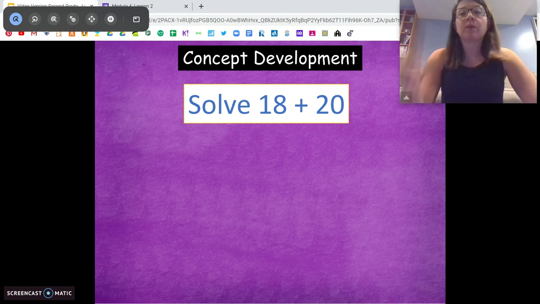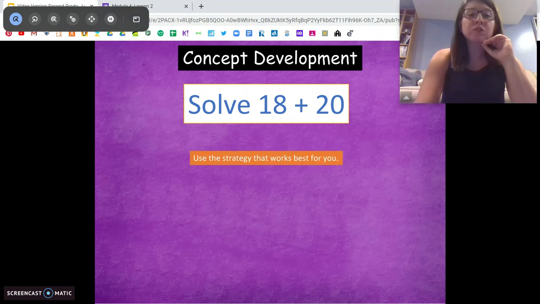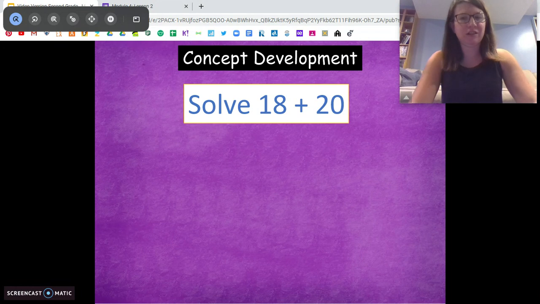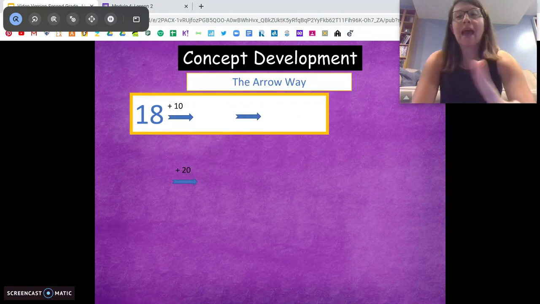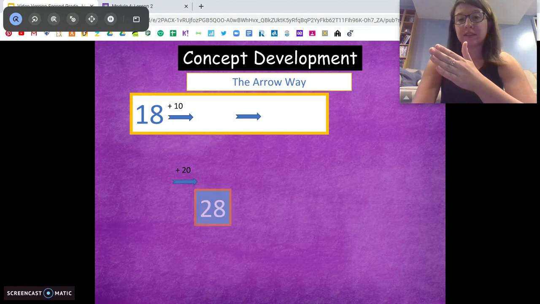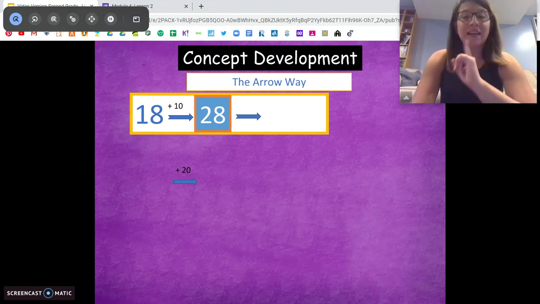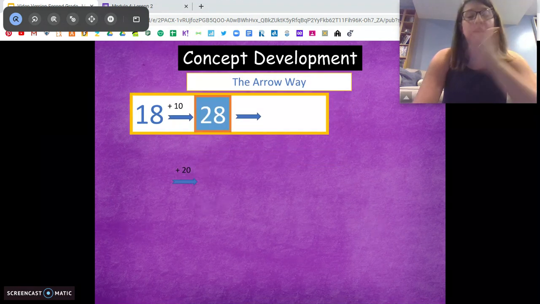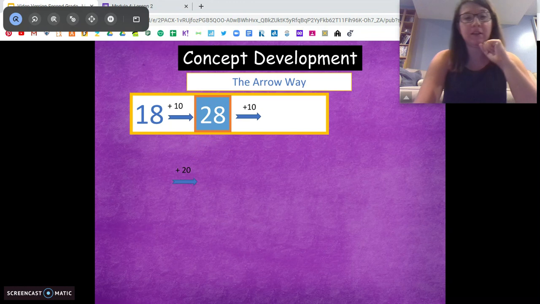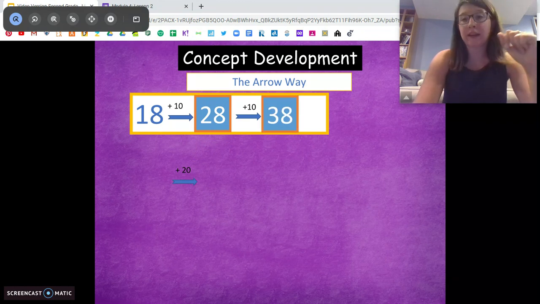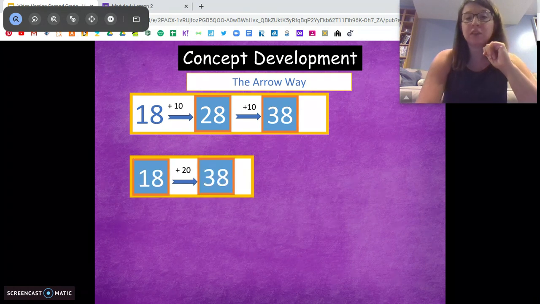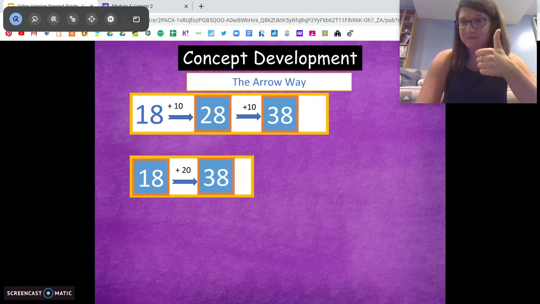So 18 plus 20, we're going to solve it the arrow way first. So we're going to start with 18. Now we're adding 20. So we're going to want to jump by 10s because that's easier for our brains. So we're going to add 10 to start. So 18 plus 10 gets us to 28. Now we still need to add another 10 because we only added 10 and our problem says 20. So we're going to add another 10. So we have the 2 10s there on our arrows, and that gets us to 38. So we added 10, 20 to the 18, and it got us to 38. Sound good?